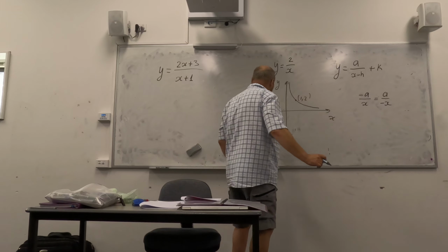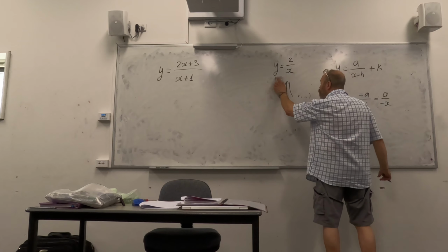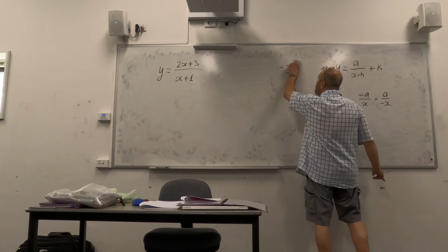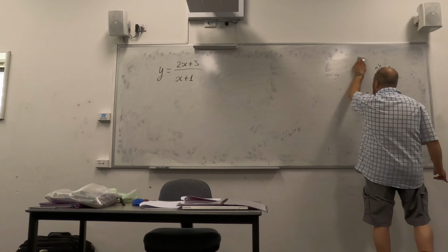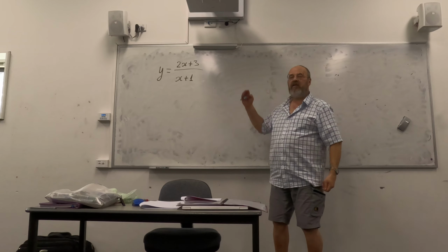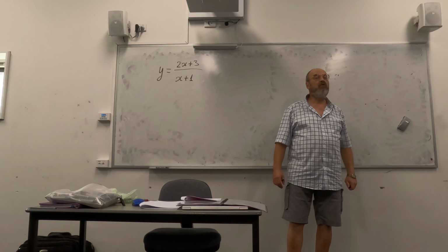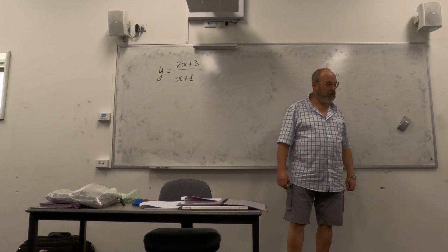That would be one translation to the left. Now, when it is in this form, you have to get the x off the top. You cannot do anything. You need to do some algebra with this graph.